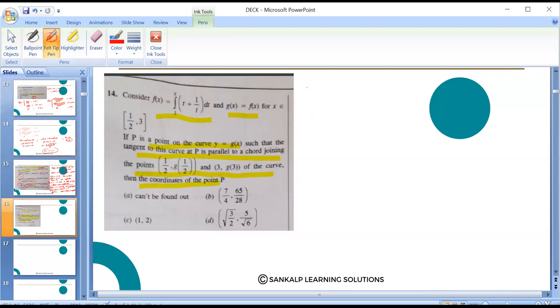Okay. Because we know that f of x is the integral 1 to x of t plus 1 by t dt, we can say f dash x will be x plus 1 by x. Directly you can put x here. This is f dash x. Now what is g of x?